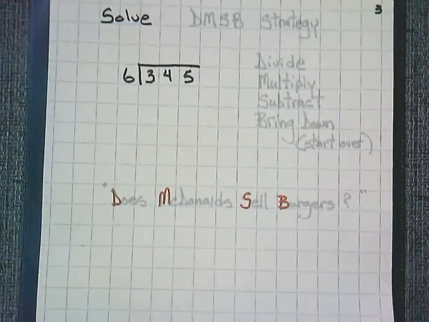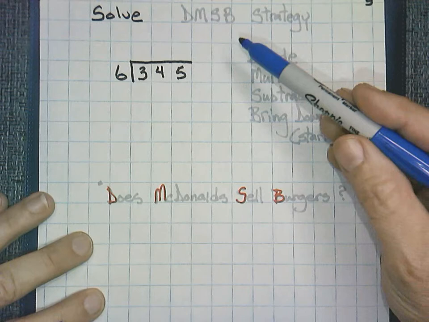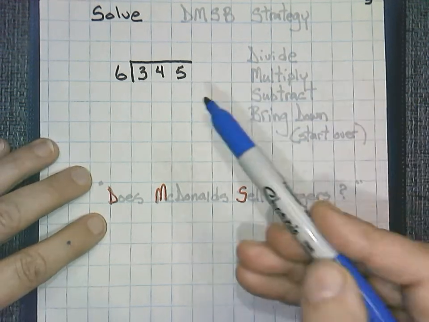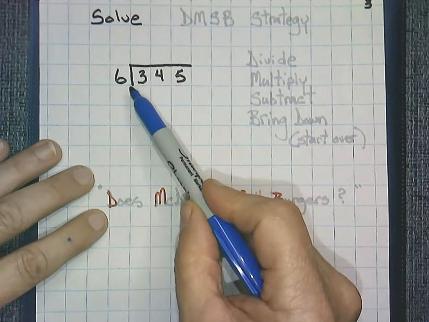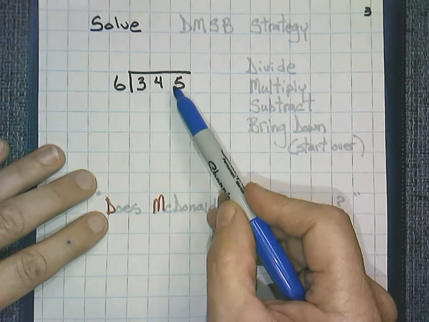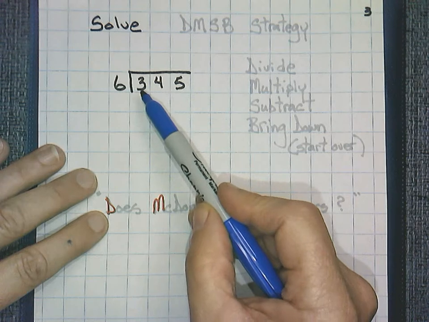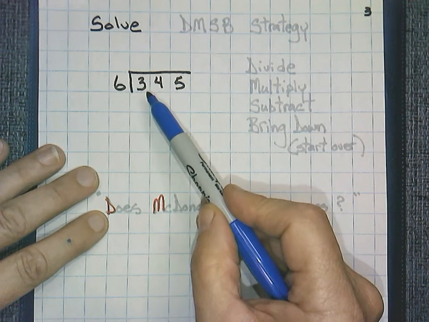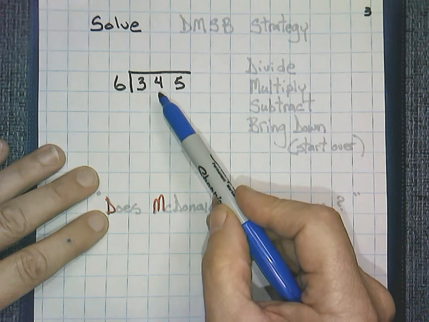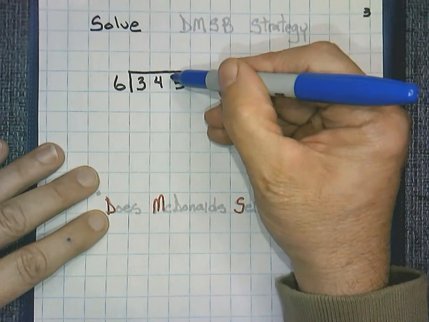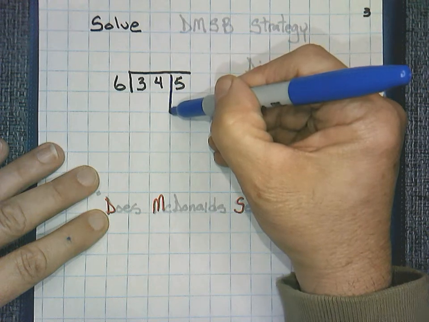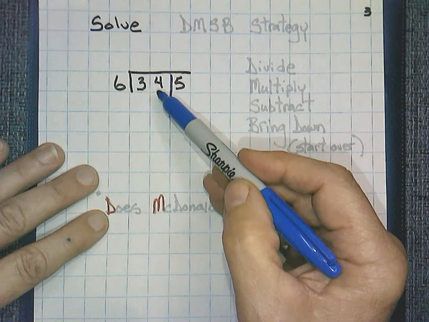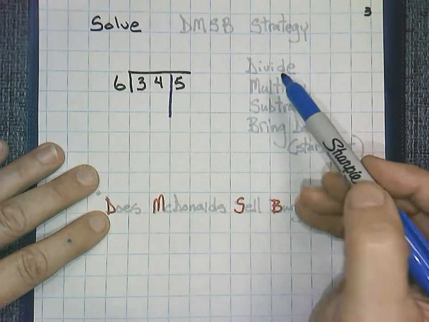Let's solve a problem using our DMSB, or in other words, divide, multiply, subtract, and bring down. 345 divided by 6. I go left to right, digit by digit. 3 cannot be divided by 6. It simply isn't large enough. But 34 can be. And just draw that line so that we can focus on the 34. 34, our first step is to divide.